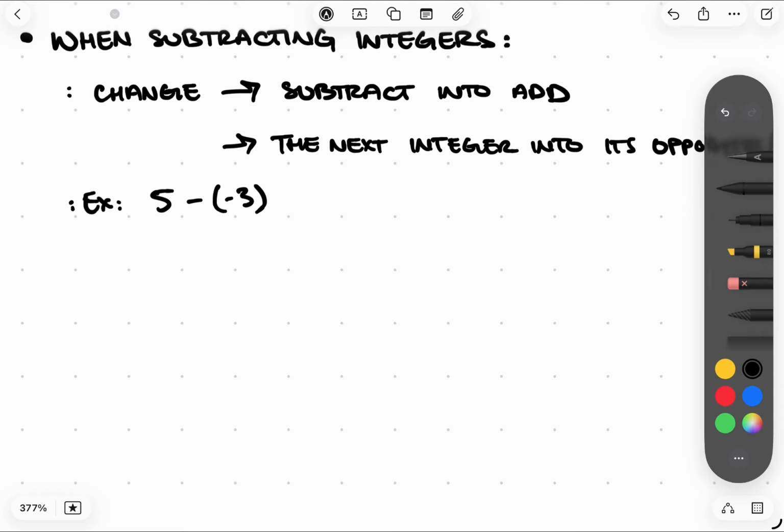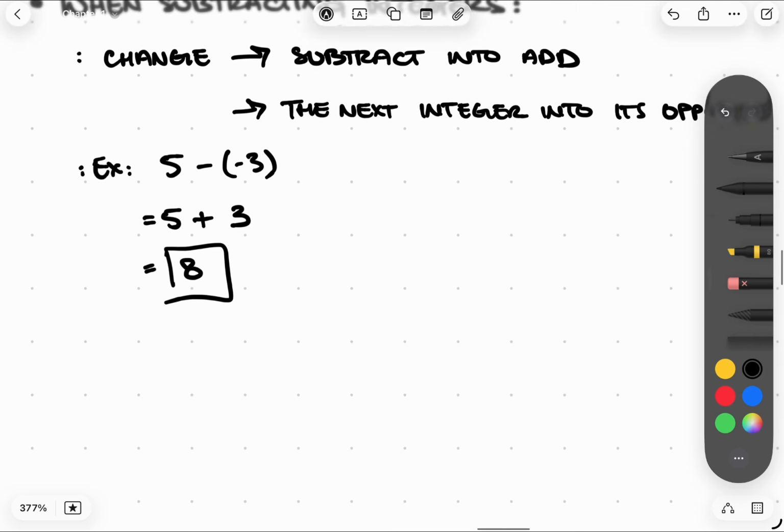So the first step is I'm going to change the subtract into add. Boom, right there. But then I have to change the second one into a positive, because it's a negative, so it's going to be the opposite symbol, which is 3. Now, can you answer 5 plus 3? Yes, it is 8. That's your answer there. And by the way, when we write downwards, we can add the equal symbols right there. Now, let me show you another example.